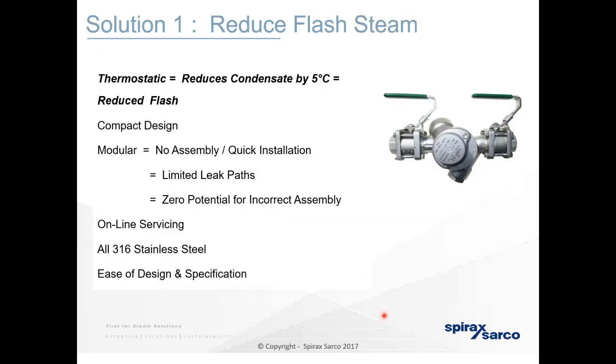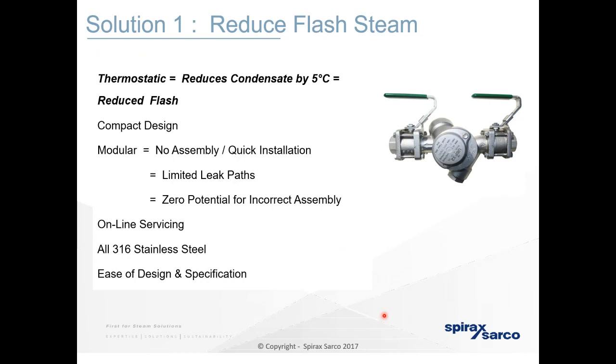So how do we reduce flash steam? There's many products out there. Being Spirax, we talk about the ones that we know. So for instance, a thermostatic trap reduces condensate temperature by 5 degrees before it will release from the trap. And that means that we can reduce the flash steam you see in your system.